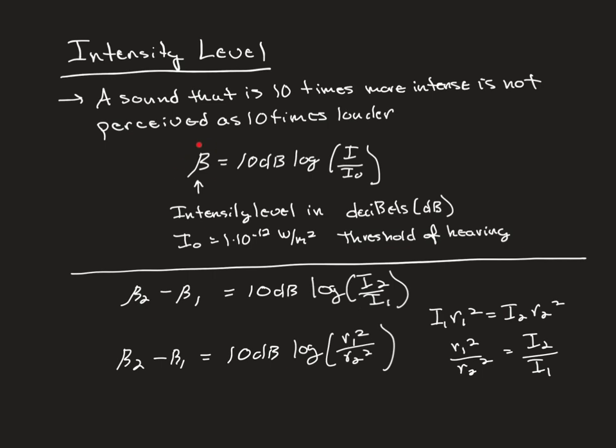So we can say intensity level is equal to 10 decibels times the base 10 log of the intensity of the sound that we learned about in the previous topic, compared to the threshold of hearing. That's the lowest intensity sound that the human ear can actually perceive. The dB here is actually a conversion between bels and decibels. So the units of intensity level are decibels, or dB.